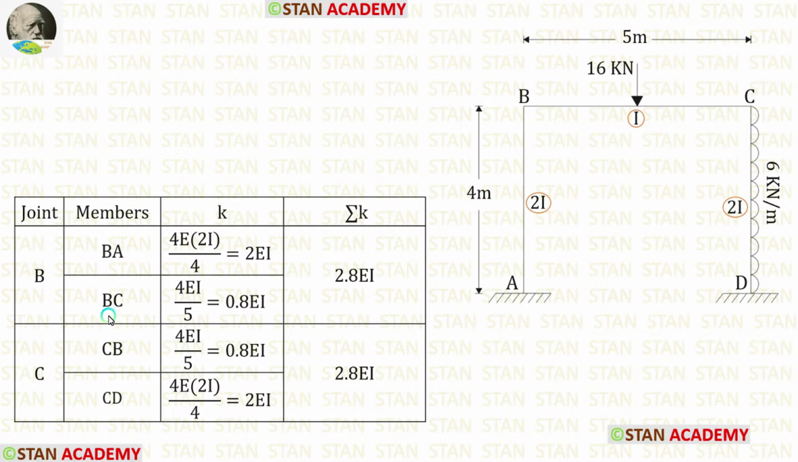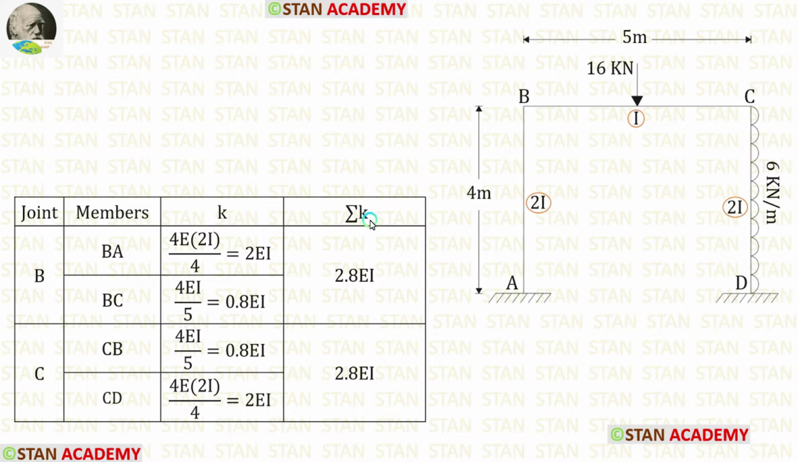Let us find the stiffness for BC. Length of BC is 5. Let us apply that. After the calculation, we are getting 0.8 EI. Let us find the stiffness for CB. Length of CB is 5. Let us apply that. Finally, we are getting 0.8 EI. Let us find the stiffness of CD. Length of CD is 4. Let us apply that. The moment of inertia for CD is 2I. So instead of I, we have to apply 2I. After the calculation, we are getting 2EI.